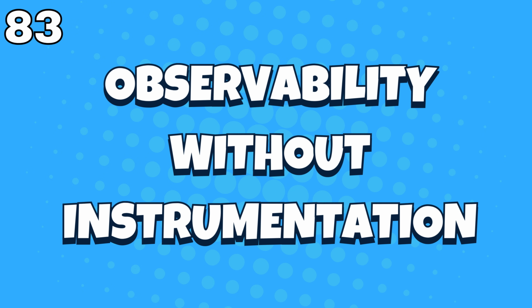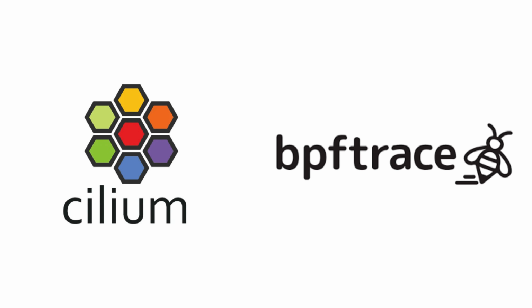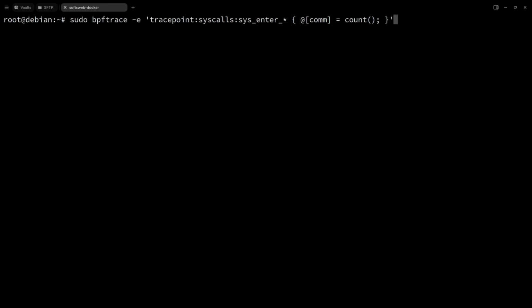eBPF is Extended Berkeley Packet Filter. It runs sandboxed programs inside the Linux kernel, giving you deep observability without modifying your containers. Tools like Cilium and bpftrace leverage eBPF to capture network, syscall, and performance metrics in real time. For example, to monitor all syscalls by Docker containers, you can run the following command.